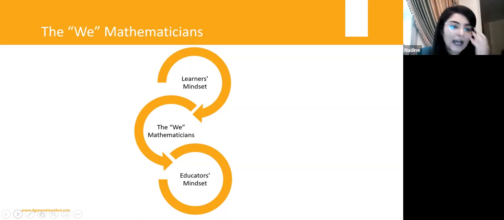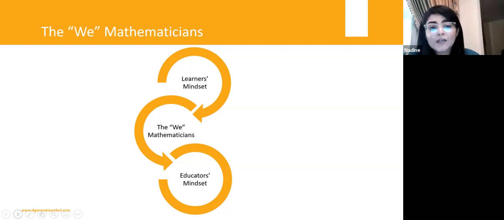So when we talk about the we mathematicians, it's the community of mathematicians that's composed of us, the educators, and that's composed as well of the learners. So first of all, we are going to dive into and zoom in on how we can make a community of mathematicians. So Ali, let's just move on to the next slide.